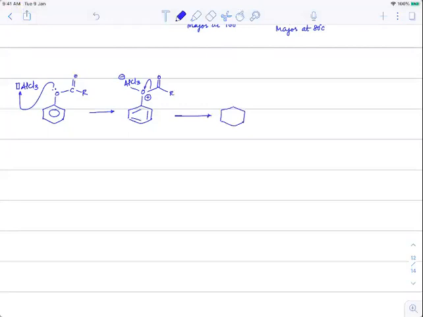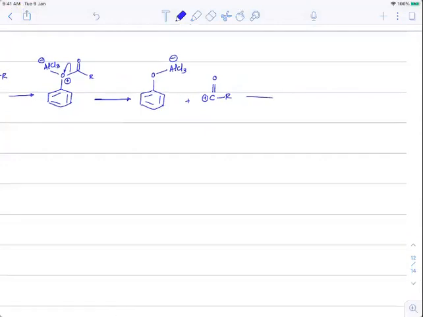oxygen will take away its electrons and will form O AlCl3 minus, releasing C double bond O R plus. This is the carbonyl group, so carbonyl carbocation. The carbonyl carbocation is resonance stabilized and it is an electrophile. And since it is an electrophile, where does it attack? It can attack at both ortho and para positions.